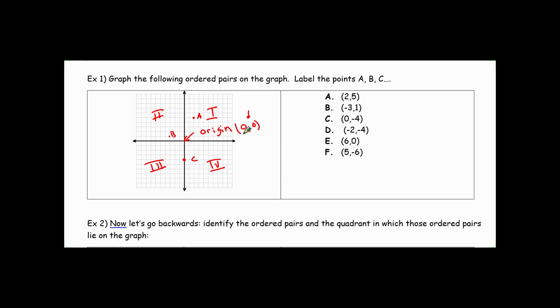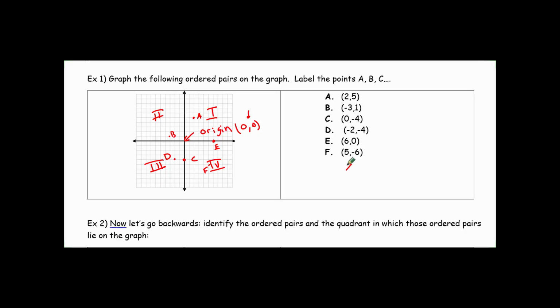Alright, plot a couple more. So D would be negative 2, negative 4, so left 2, down 4. So right there. E would be 6, 0, so right 6. 1, 2, 3, 4, 5, 6, up and down 0. And then F would be 5, negative 6, so right 5, down 6. So let's plot the points.